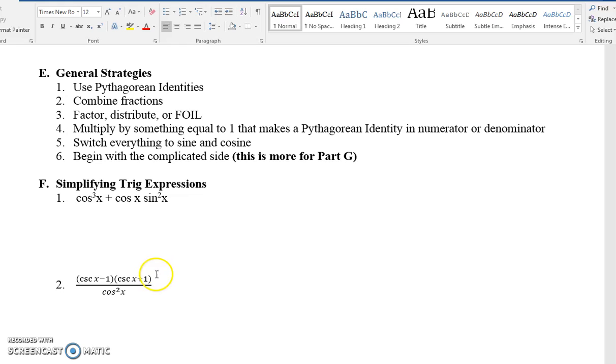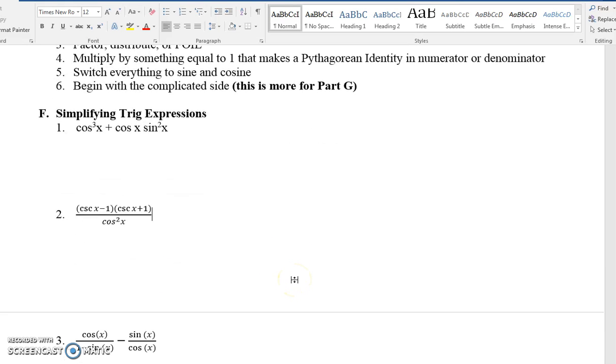We might take care of this numerator part and try to combine it a little bit more.